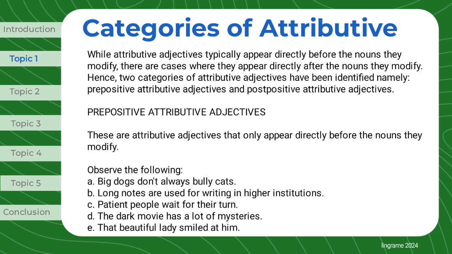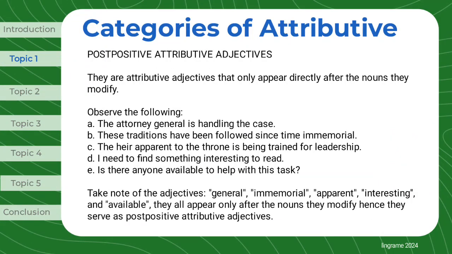Observe the following: Big dogs don't always bully cats. Long notes are used for writing in higher institutions. Patient people wait for their turn. The dark movie has a lot of mysteries. That beautiful lady smiled at him. Postpositive attributive adjectives. They are attributive adjectives that only appear directly after the nouns they modify.